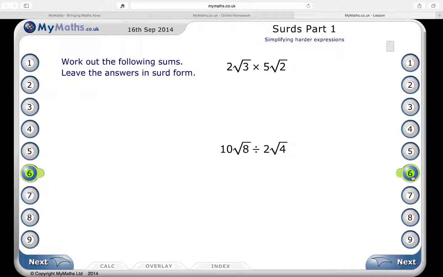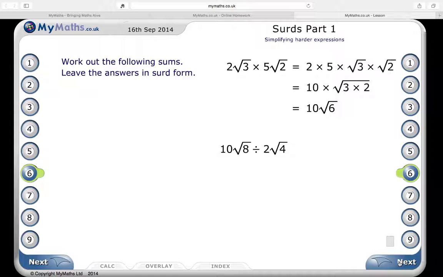Now, this bottom one, you literally have to do the same thing. It's dividing, I do think. But basically all you have to do is divide the numbers. It's relatively simple there. Oh, here we are, it's telling us how to do it. Actually, that's exactly what I did. It reordered it from 2 times 5 times root 3 times root 2, which is nice and simple, which is equal to 10 times root 3 times 2, which is equal to 10 root 6.